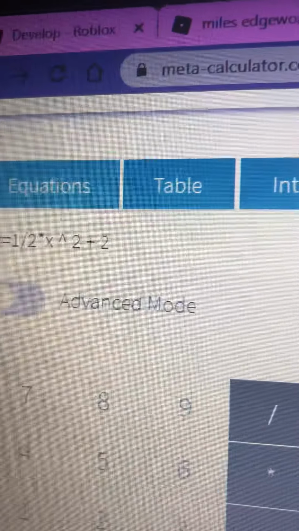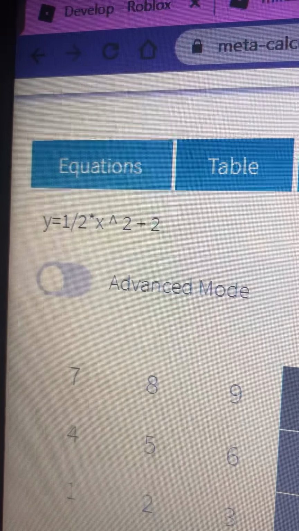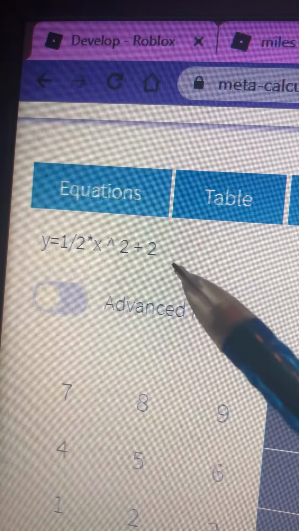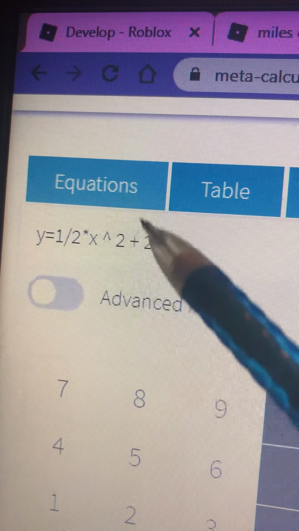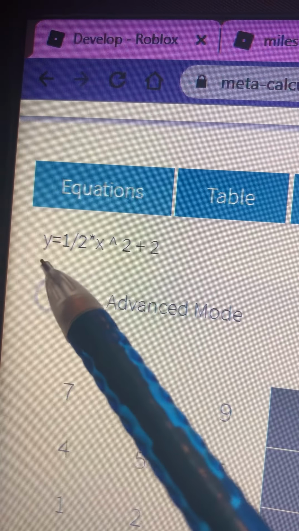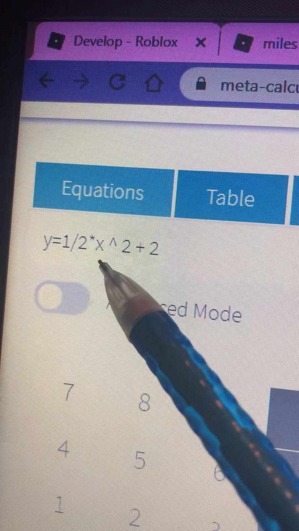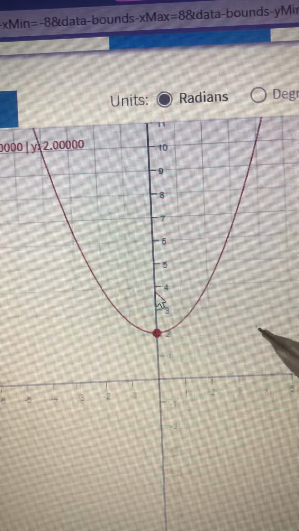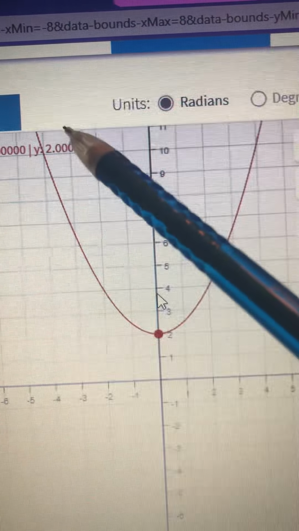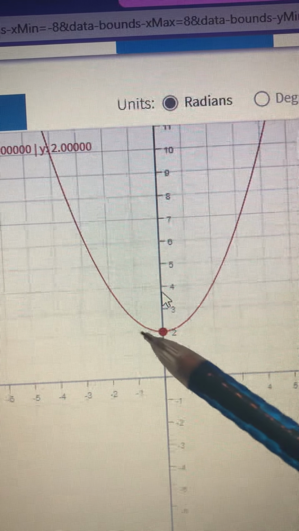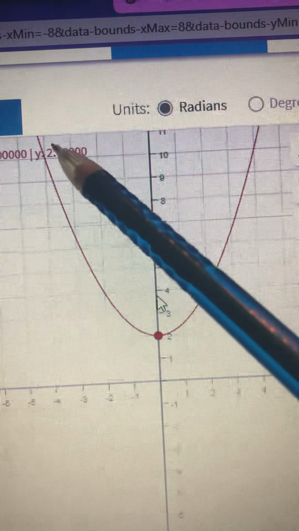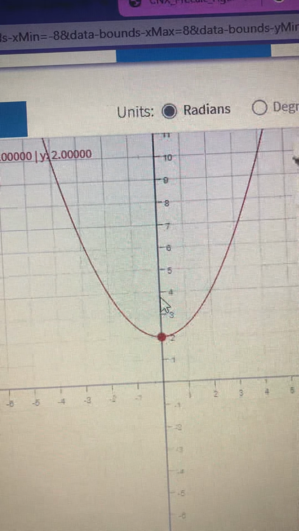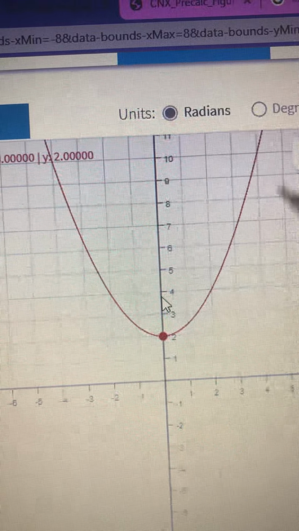So, first off, we have these equations with a squared power. So this is y equals 1/2 x to the second power plus 2. That looks like this. This is a parabola. It goes down, curves here, goes up. It's not straight down and up. It's a curve. This is a parabola.